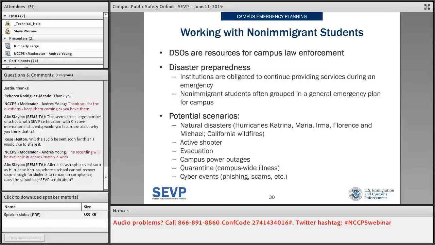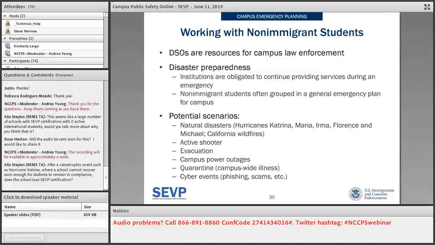Also want to make sure that you're communicating to your international students in case of emergency. What if they have to evacuate? What do they need to grab? Well, they're going to need to grab their passport. They're going to need to grab their I-20, their visa. They should tell their DSO, "Hey, I'm being evacuated. This is where I'm going. I'm going to drive to my aunt's house in Georgia." Whatever it might be, they need to make sure that they're staying in contact with their DSO at all times.